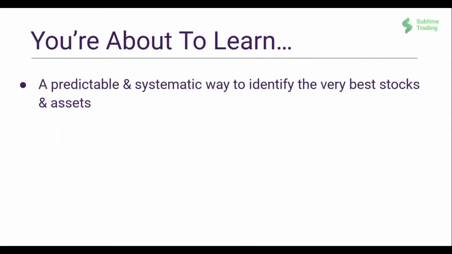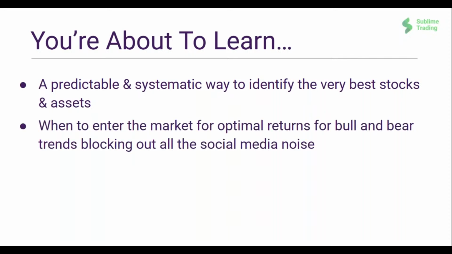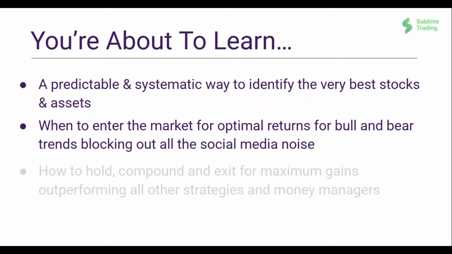You're about to learn a predictable and systematic way to identify the very best stocks and assets, and when to enter the market for optimal returns for both bull and bear trends, blocking out all the social media noise. I know at the moment there's a lot of talk about a potential bear market on the horizon. So we want to be prepared for both eventualities: either a continuation to the upside of this long bull trend we've been in since 2009, or potentially a reversal to the downside, in the unlikely event of a repeat of 2000 and 2008 again.